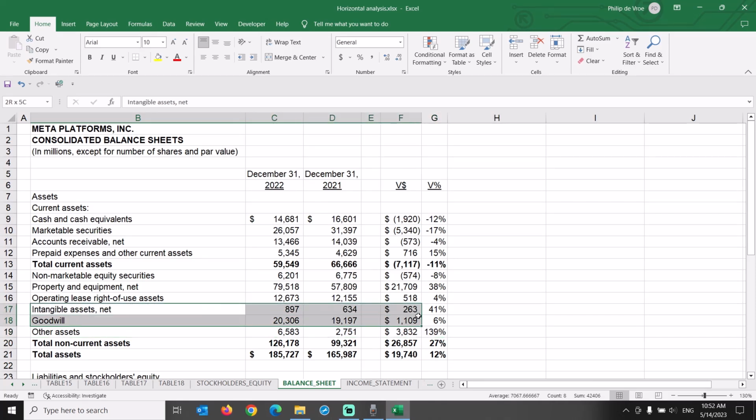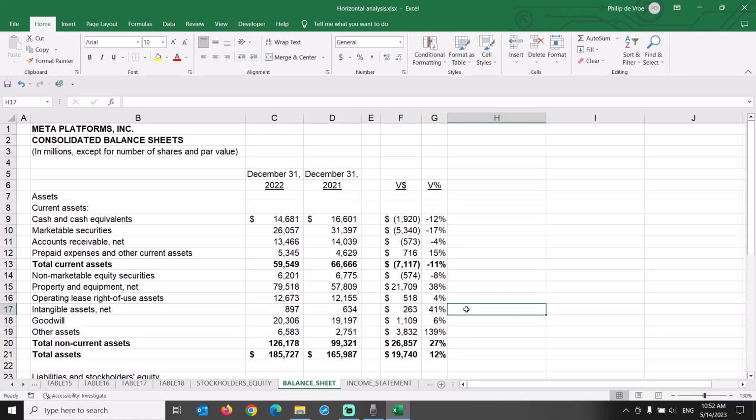And here's another one. Intangible assets are up 41%, the second largest percentage change in assets. But the absolute dollars impact of that is even smaller. An immaterial effect on the total. The real driver of the massive increase in non-current assets is property and equipment, an increase of 38% or $22 billion in absolute terms. Let's highlight that increase in property and equipment as the number one driver of the increase in assets. Then other assets as the number two, and the decrease in marketable securities of $5 billion as a partial offset.